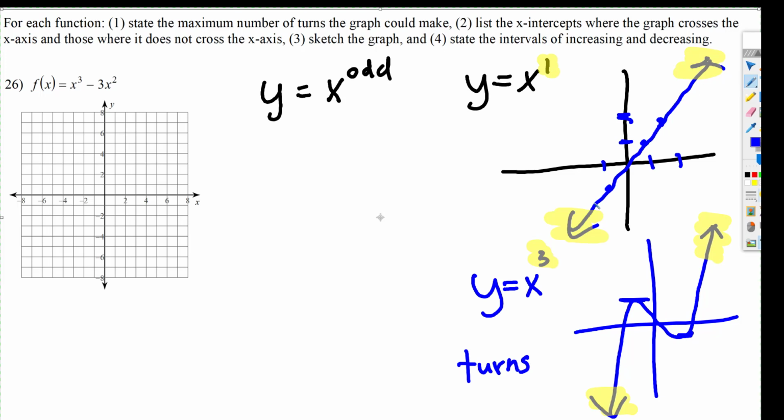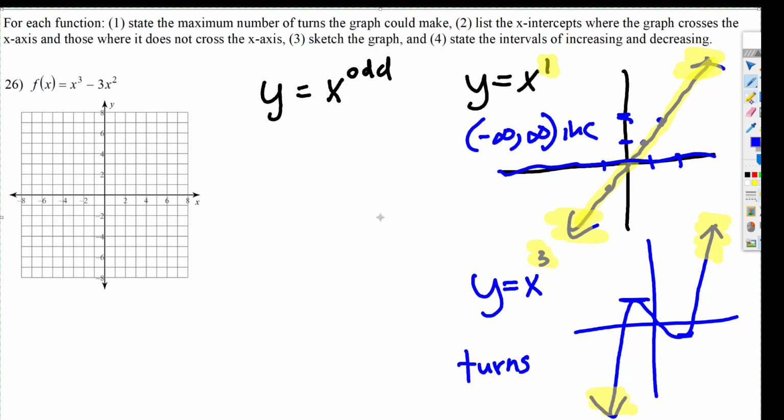Sometimes you'll also have to notice the intervals of increasing and decreasing. Well, for x to the first, all of those x values, that entire graph as you read left to right is going up. So for intervals of increasing, it's all the x's from negative infinity to positive infinity. That entire graph is increasing.